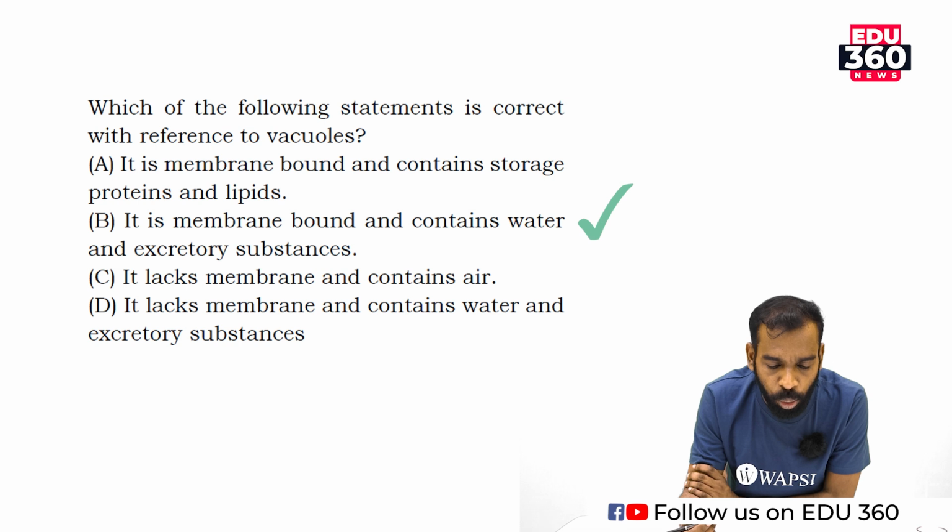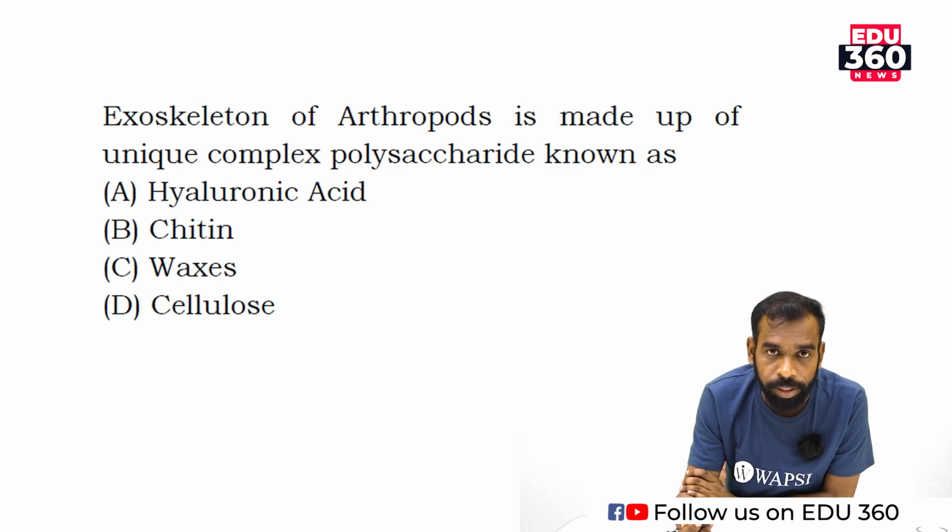Option B: it is membrane bound, contains water and excretory substance. Option C: it lacks membrane and contains air. Option D: it lacks membrane and contains water and excretory substance. So which statement is correct? It is the membrane bound cell organelle that contains water and excretory substances. Move to the next question.